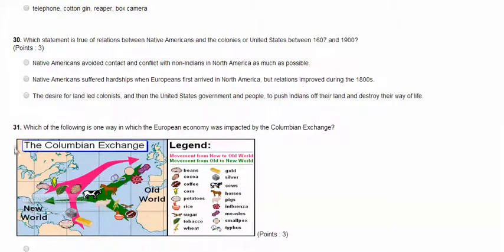Number 30, which statement is true of relations between Native Americans and the colonies or United States between 1607 and 1900? Native Americans avoided contact and conflict with non-Indians in North America as much as possible. Native Americans suffered hardships when Europeans first arrived in North America, but relations improved during the 1800s. Or the last option, the desire for land led colonists and the United States government and people to push Indians off their land and to destroy their way of life.